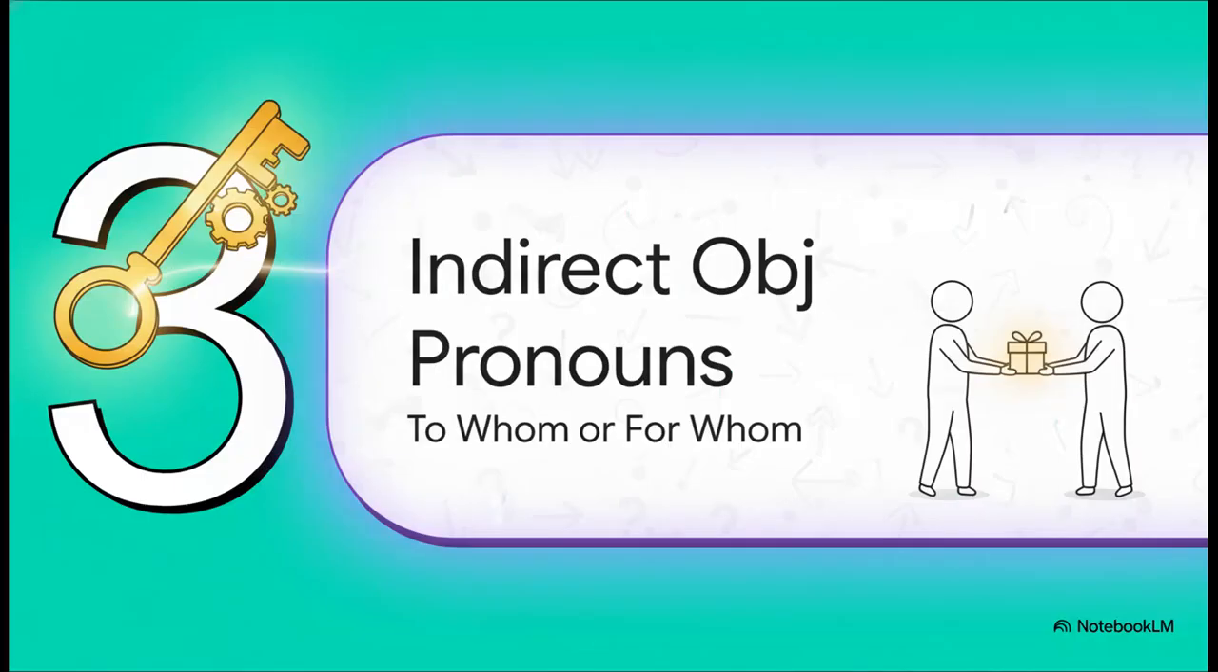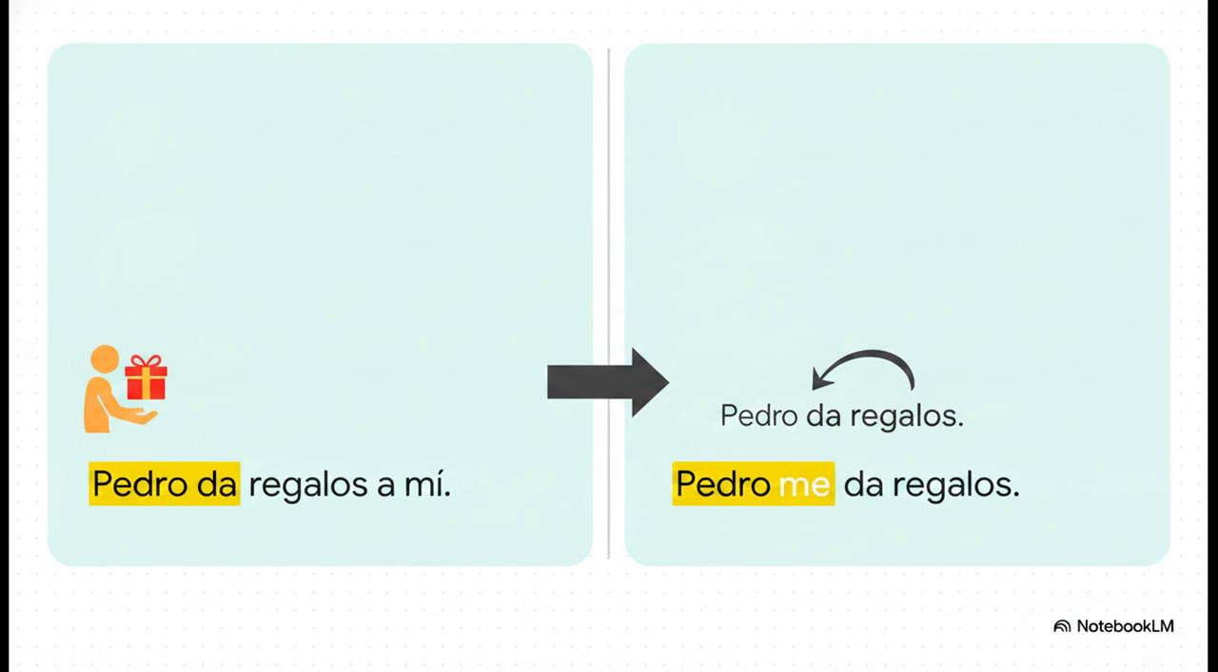Section 3. Indirect object pronouns. Now, if the direct object takes the direct action, the indirect object answers to whom or for whom that action is being done. They are basically the beneficiaries, or sometimes the victims, of whatever is going on in the sentence. Let's pull another example straight from the manual's exercises. Pedro da regalos a mí. Pedro gives gifts to me. Who is on the receiving end of those gifts? Me. I'm the indirect object.